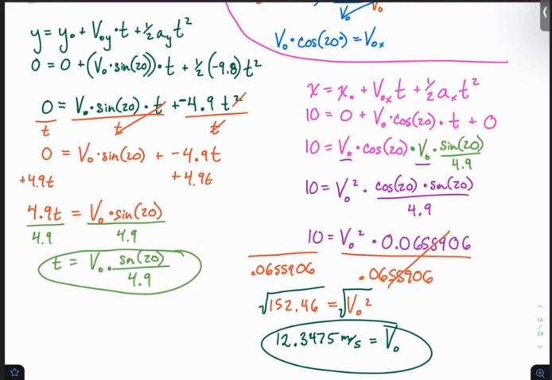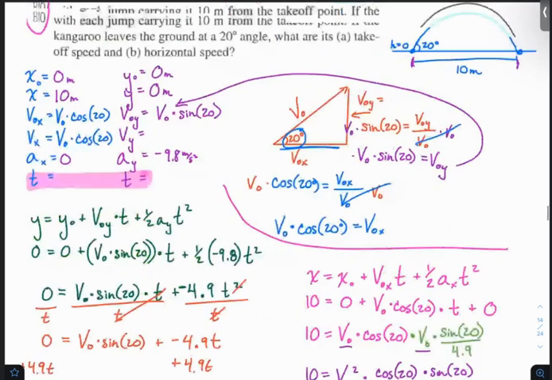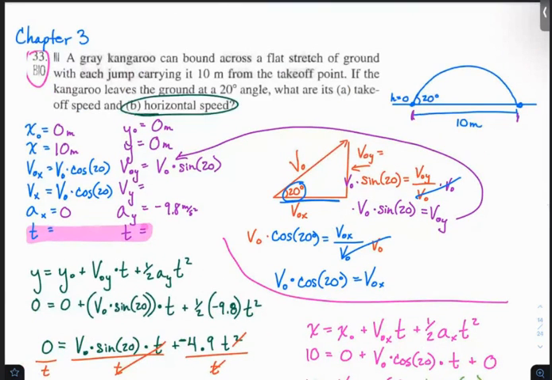All right, and so my answer for part A is 12.3475. And then really, I don't want all of those numbers, so 12.3 would be fine, or 12.35 would be fine. All right, but because I'm going to do something else with it, I want to use all of those numbers for the moment, or you keep the numbers stored in your calculator and use them from there. Because part B is asking me for the horizontal speed.